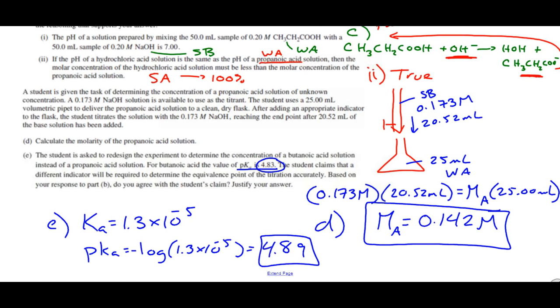The general rule with an acid is that whatever the pH or pKa of an indicator would be, it just needs to be roughly plus or minus 1 from that value. So the difference between 4.89 and 4.83 is such a small amount that the indicator that you used in the propanoic acid would be the same as the butanoic. There's not enough difference. So I disagree with the student's claim because the pKa values are so close. So you would use the same indicator.